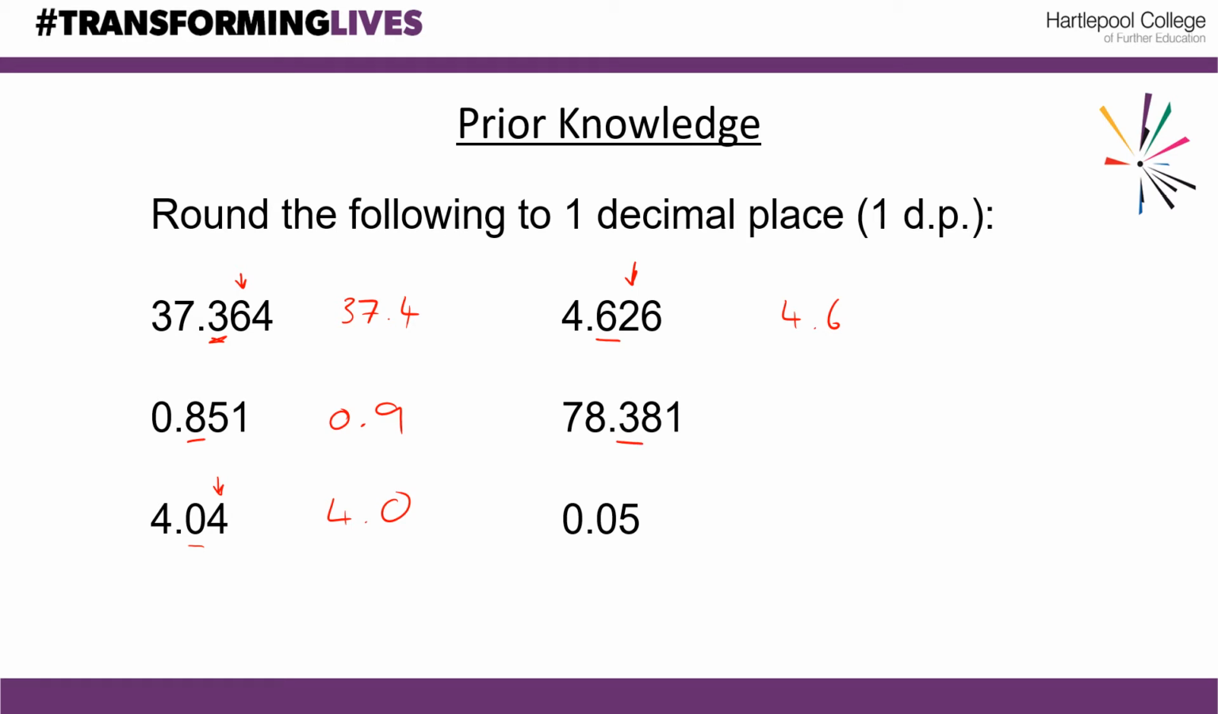The next one, the 3 is rounded up because of the 8, so that is 78.4. And then for the last one, 0.05, it's the 0 that might change. The digit before it is a 5, so that will change to 0.1. So all of those answers are rounded to 1 decimal place.